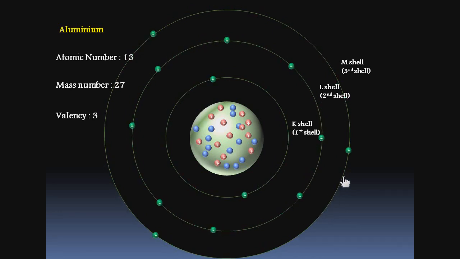3 is less than 4, that is why valency is equal to 3 itself, because valency is equal to number of valence electrons when number of valence electrons is less than 4. So aluminum has a valency of 3.